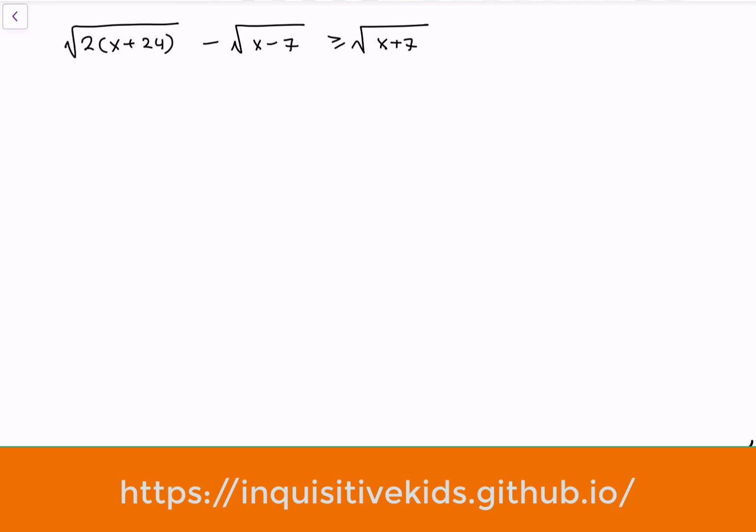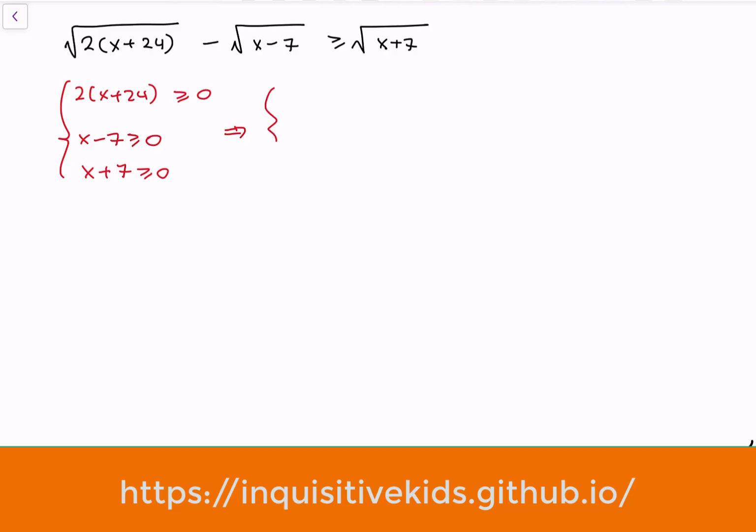Here is our next problem for irrational inequalities. Our first step is to find the domain. What are our restrictions on x that we already know about? Well, each expression that's below the radical sign, we must set it to greater or equal to 0.